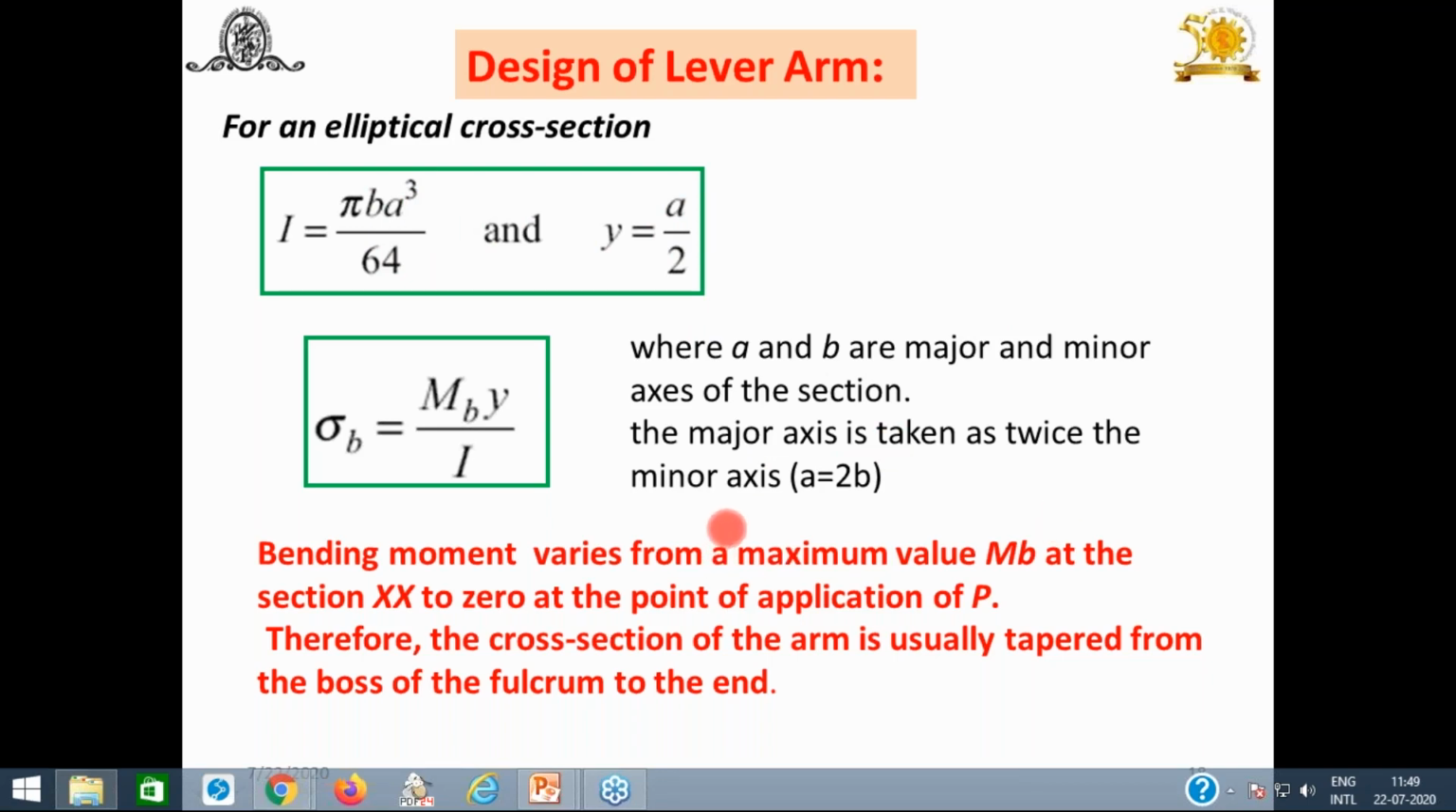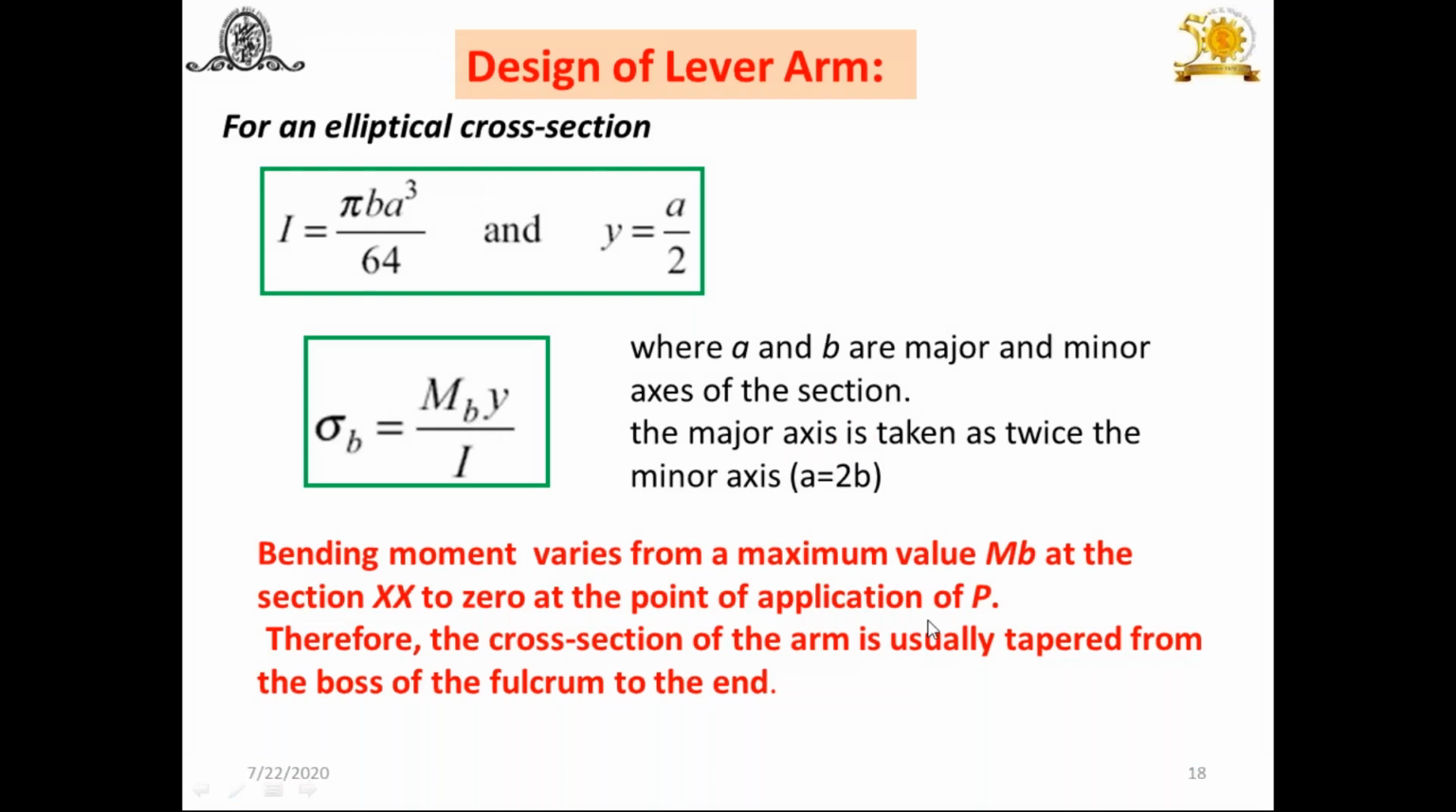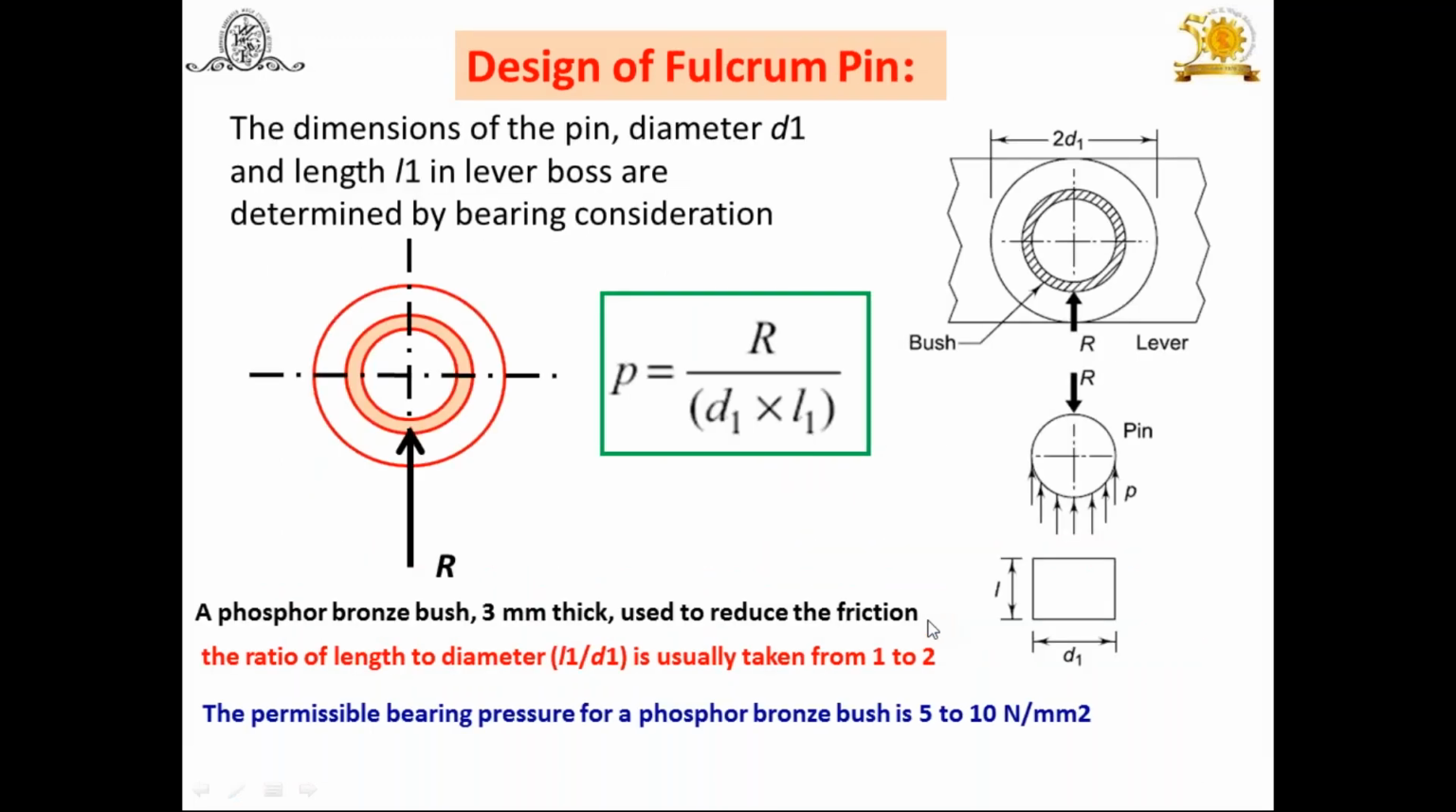Similarly, you can consider the I section and find the I and y of the I section. Substitute here and you will get sigma b, and you can substitute the permissible sigma b. You will get the values of b and d for the I section. In this way, we can easily find the dimensions of the cross section of the lever. This is the second case: we find the maximum bending moment, and by using the simple equation sigma b is equal to MB y by I, we can find the other dimensions in terms of B and D, or in terms of A and B for the elliptical section.